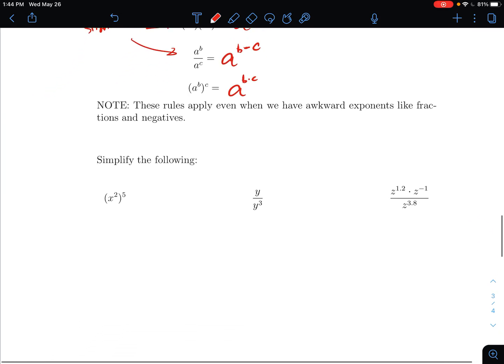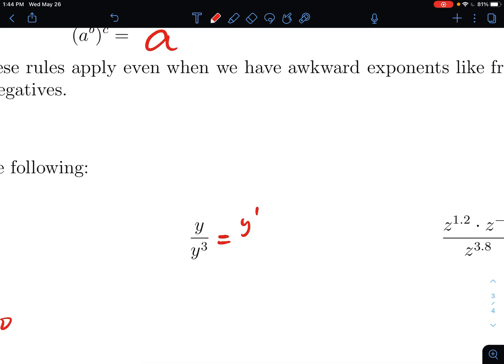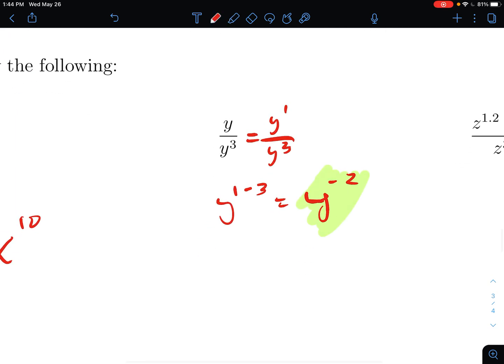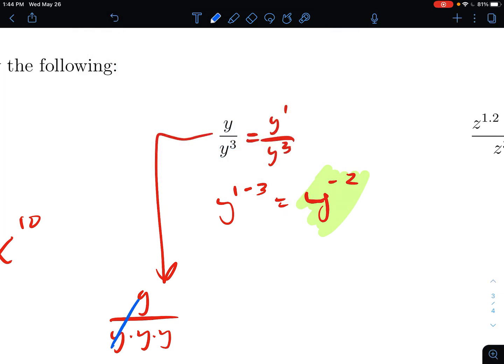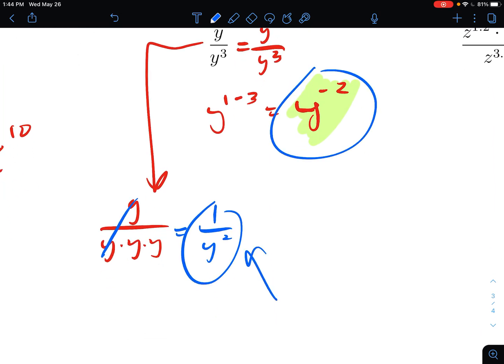So we'll see some examples. This right here would be x to the 2 times 5, which is x to the 10th. This middle one is y to the 1st over y squared to the 3rd. We can subtract. That's y to the 1 minus 3. So one way of writing the answer is y to the negative 2. Another way of looking at this is it's y over y times y times y. And these cancel. This is the same as 1 over y squared. These are the same.